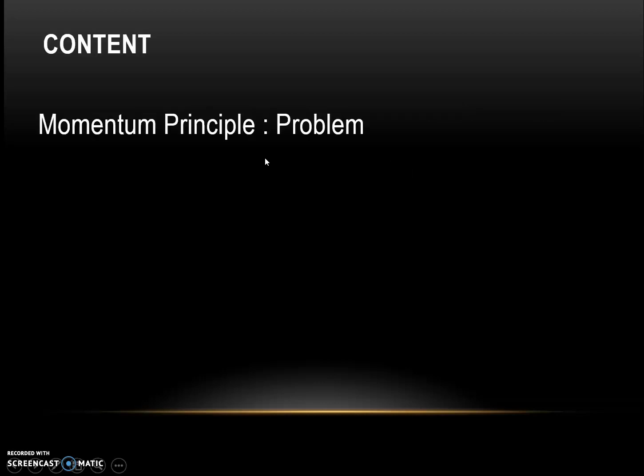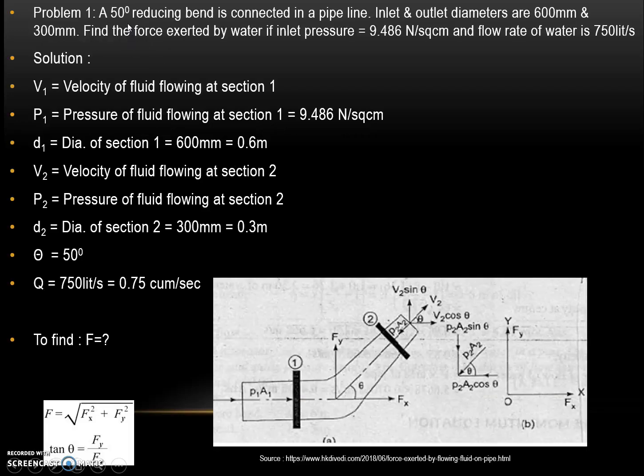In this presentation, we will solve a problem based on the momentum principle. A 50-degree reducing bend is connected in a pipeline. Inlet and outlet diameters are 600 mm and 300 mm. We need to find the force exerted by water if the inlet pressure, that is P1, is equal to 9.486 Newton per square centimeter and the flow rate of water is 750 liter per second.